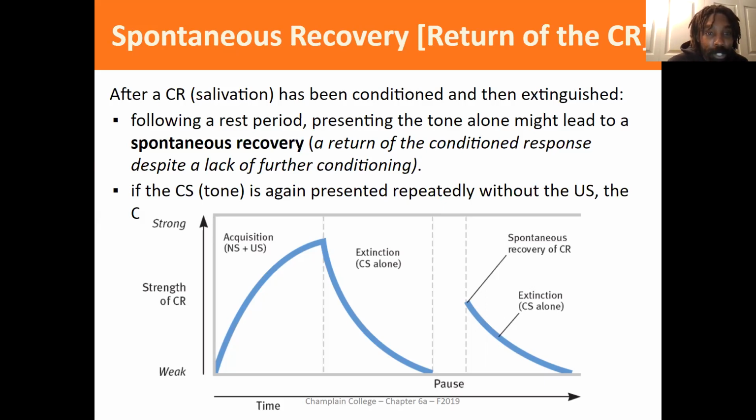So extinguishing has to occur first, and then you can have spontaneous recovery. If the conditioned stimulus, so the tone, is again presented repeatedly without the unconditioned stimulus, the conditioned response becomes extinct again. Here, let me see if I can adjust my slides to make this show better. If not, it'll be adjusted when you guys look at it. And that's just represented here by this chart.